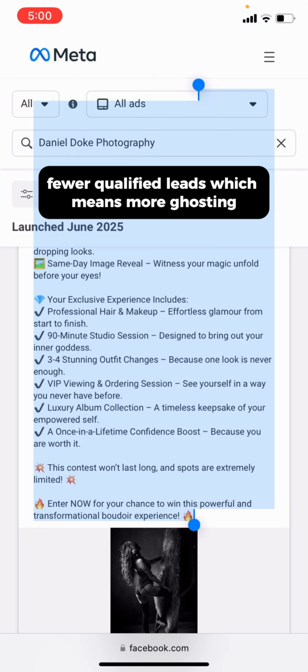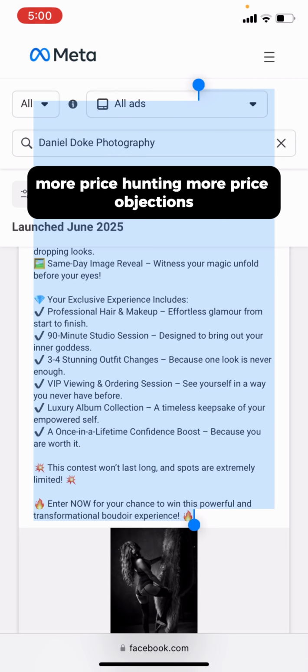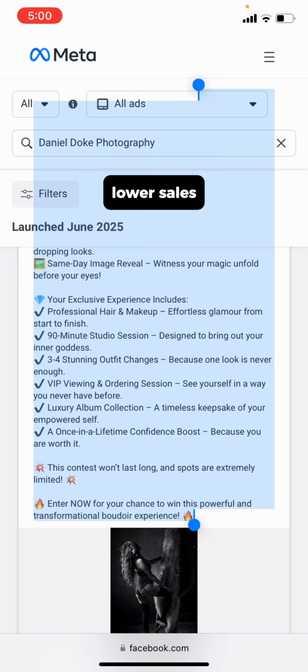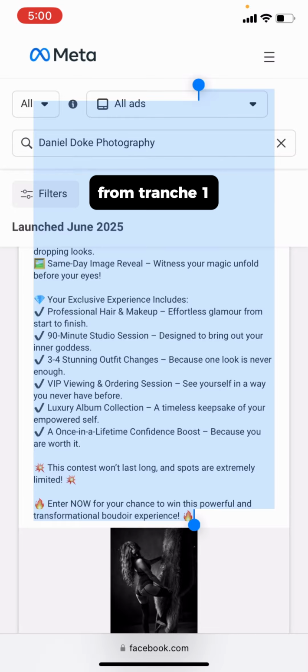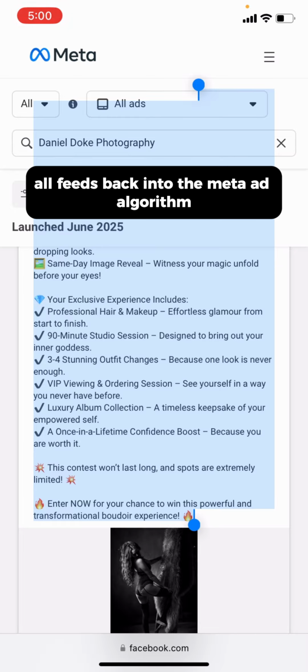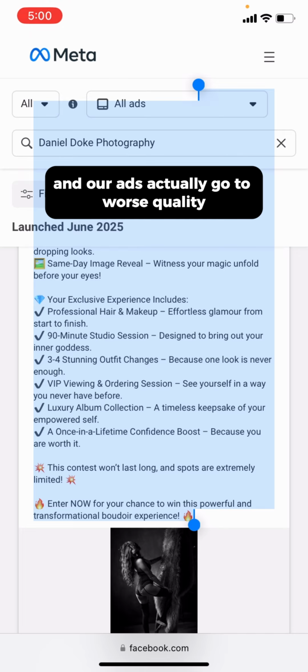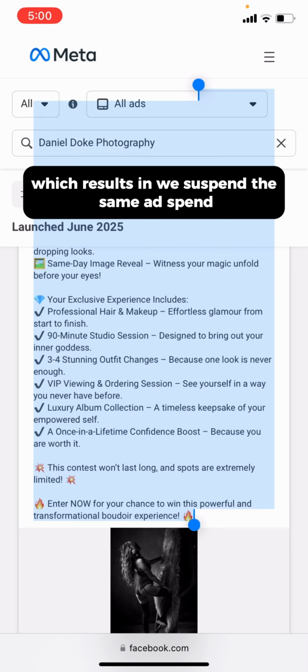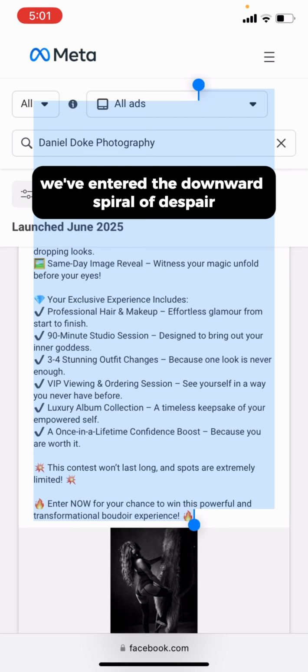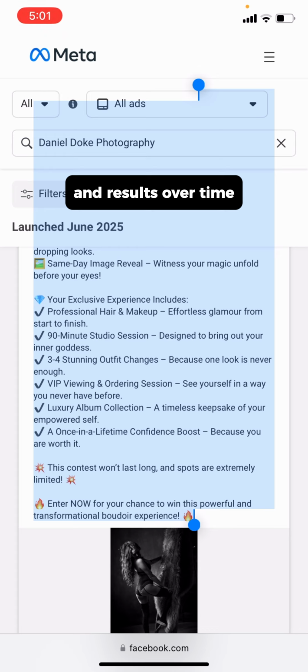Fewer women become pre-qualified, fewer qualified leads, which means more ghosting, more price hunting, more price objections, lower sales, lower bookings, lower revenue, fewer conversions, lower ROAS from tranche one. All of it feeds back into the Meta ad algorithm, and our ads actually go to worse quality Meta profiles for tranche two, which results in we spend the same ad spend, but we get worse results. We've entered the downward spiral of despair. The drill: worse and worse in results over time. Ads dying out, ads burning out, refresh creative.